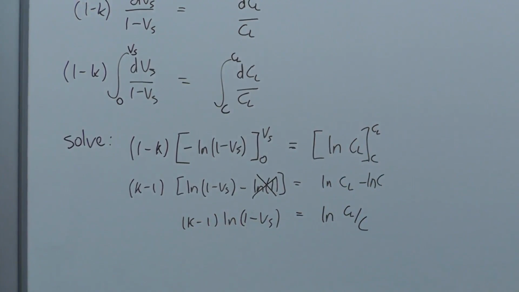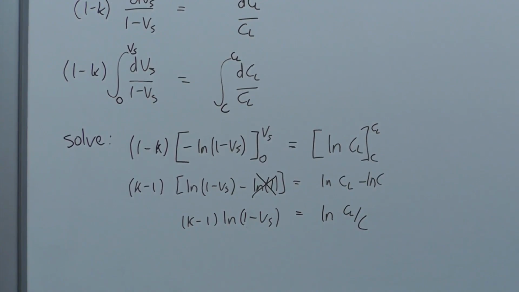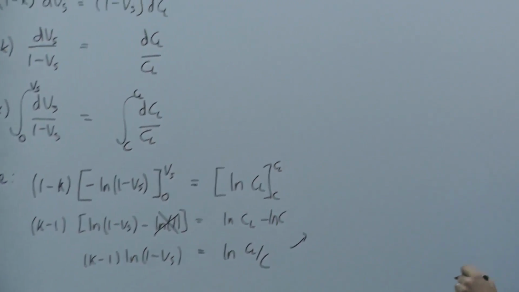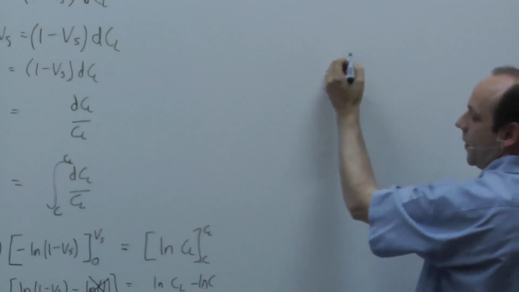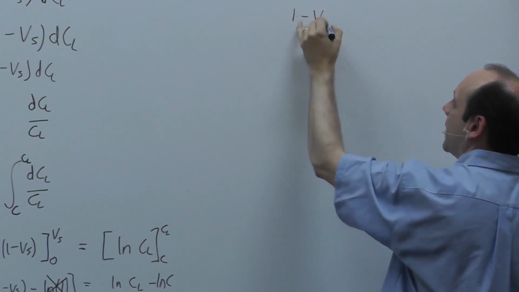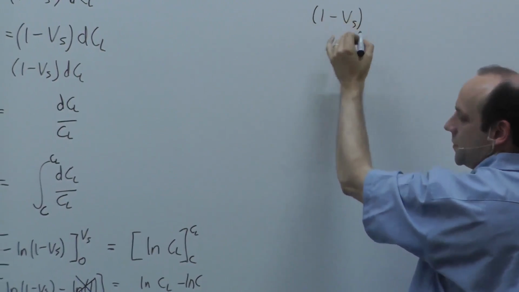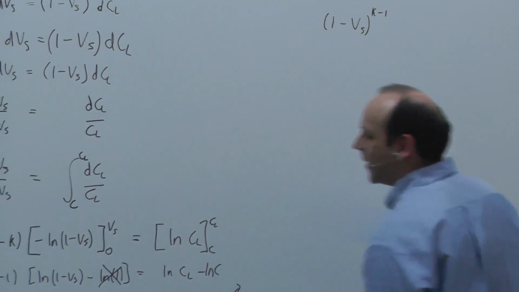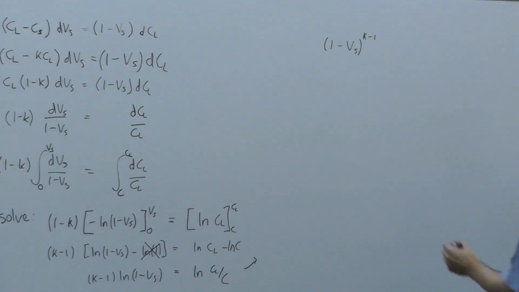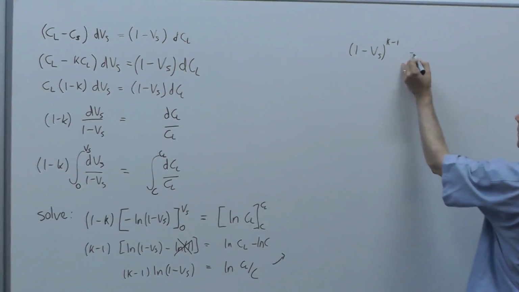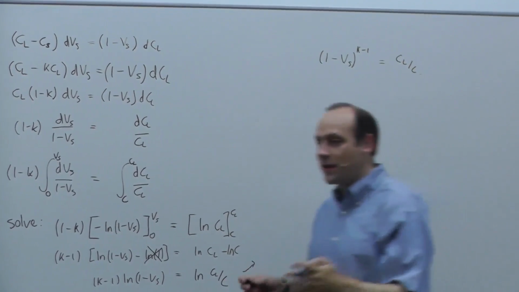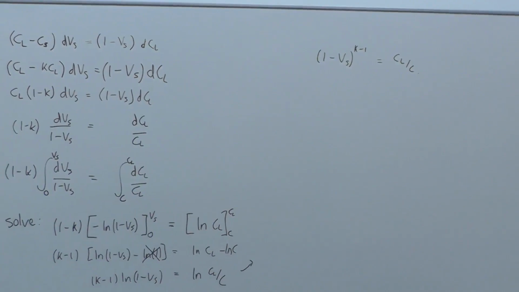Now, if I raise that to the power of e, I'll have 1 minus Vs to the k minus 1, because I can bring the k in as a multiple in my log, and that is equal to Cl over C. And that's going to be then our solution.